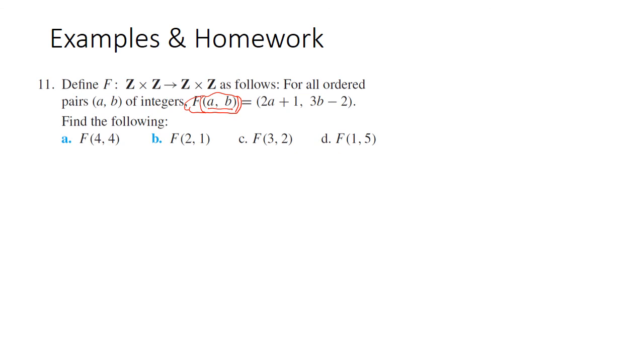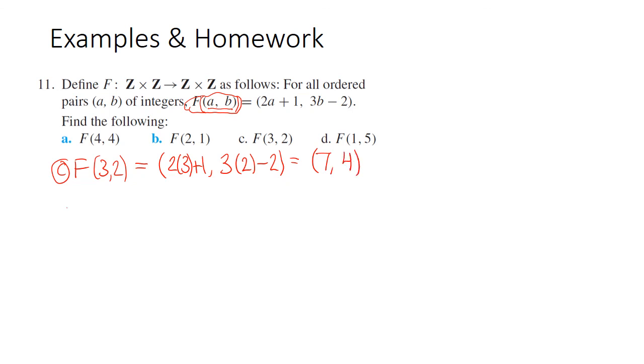Okay, so let's go ahead and do part C here. So capital F of 3, 2. Okay, so I'm just going to plug these into the formula. So 3 is A and 2 is B. So this is going to be 2 times 3 plus 1, comma 3 times 2 minus 2. And then I'll just simplify these. So this is going to be 7 and 4.